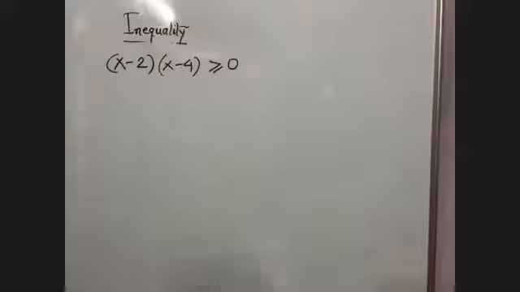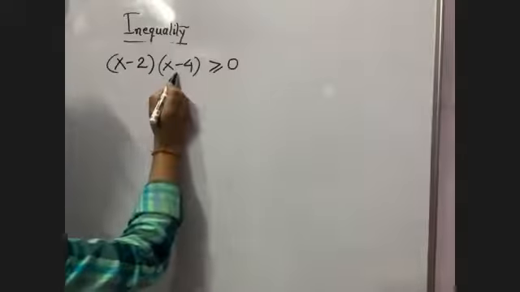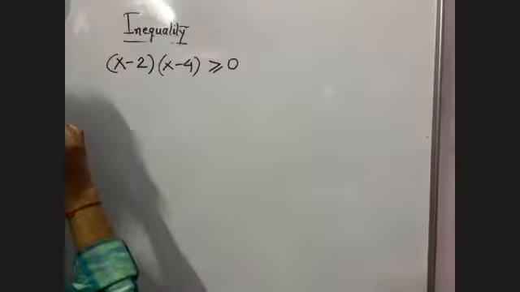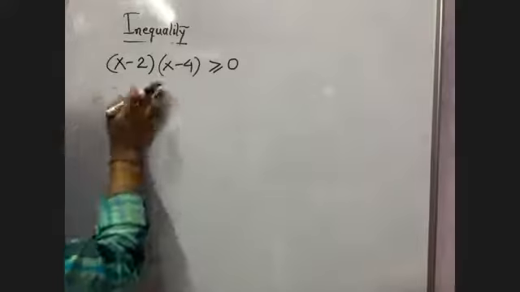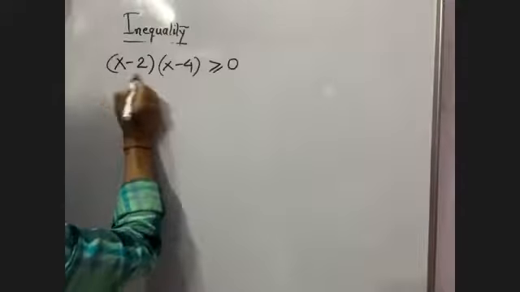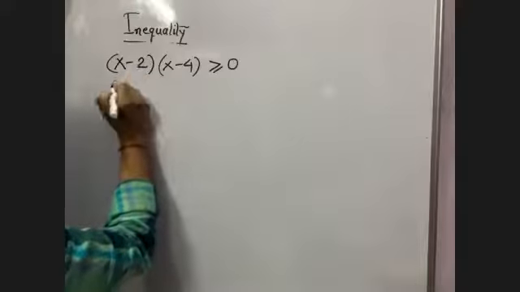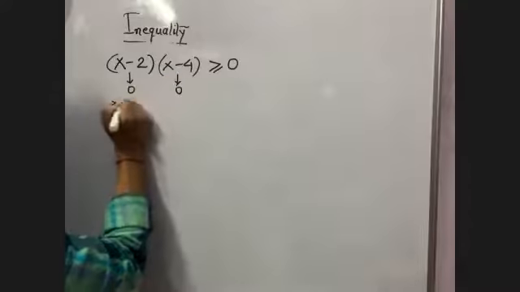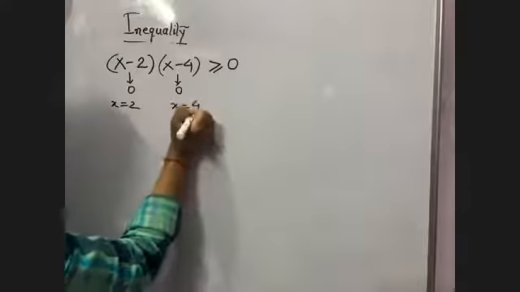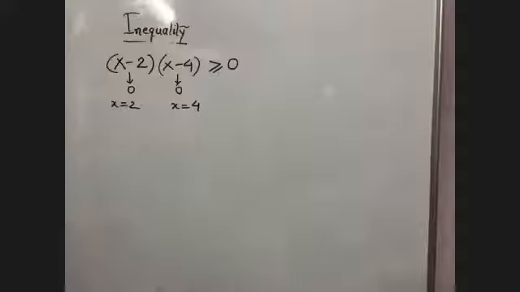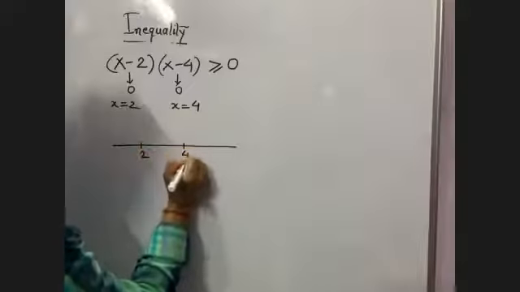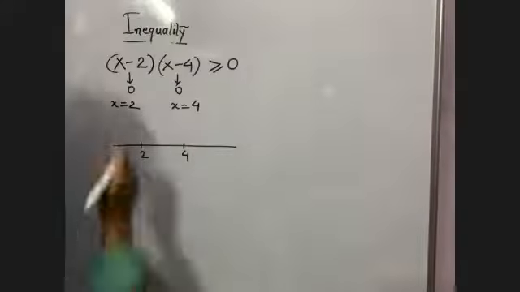Now, look at this. There are two factors, and their multiplication is greater than or equal to 0. If you get two factors, equate every factor to 0. From here, I'm getting x equal to 2. From here, I'm getting x equal to 4. I'm getting two values of x, and I plot those values on the number line in ascending order: 2, 4.